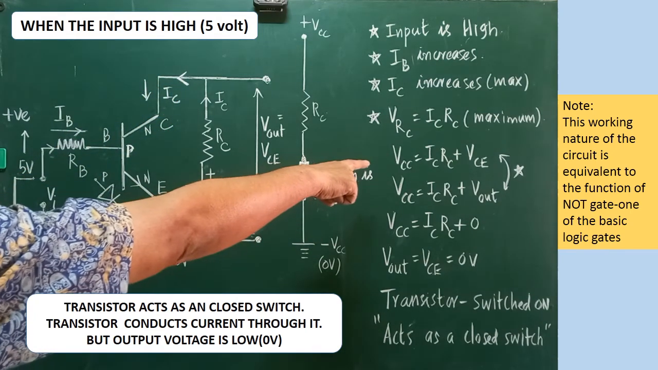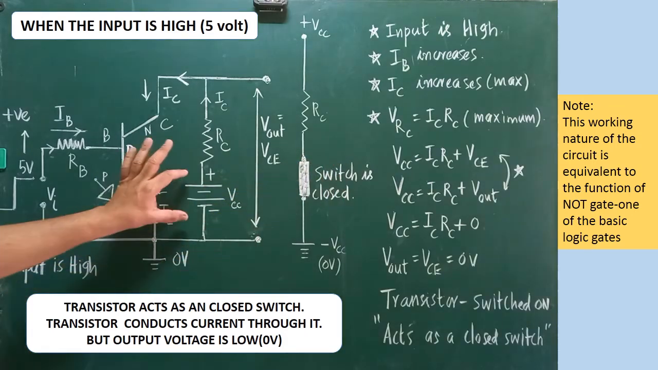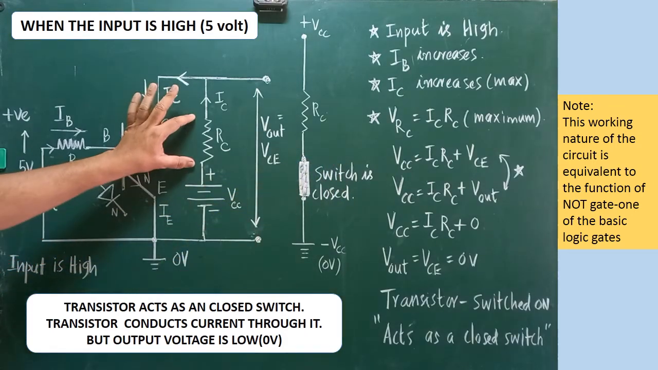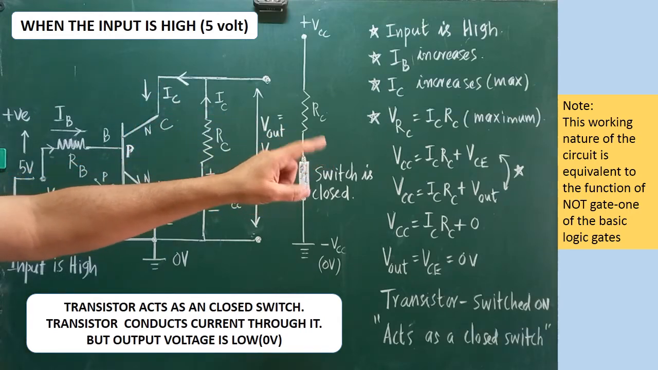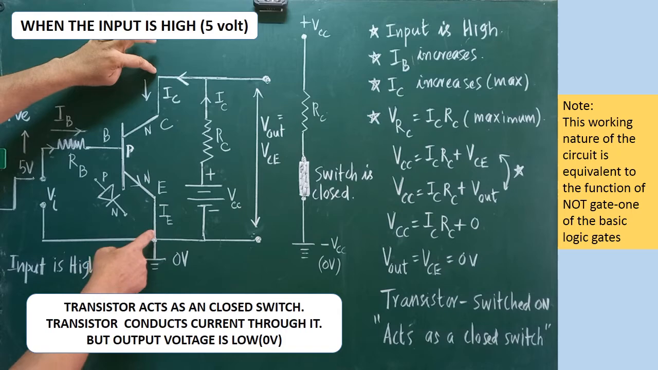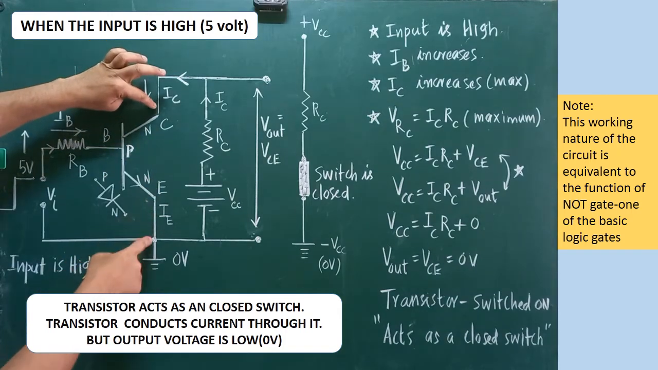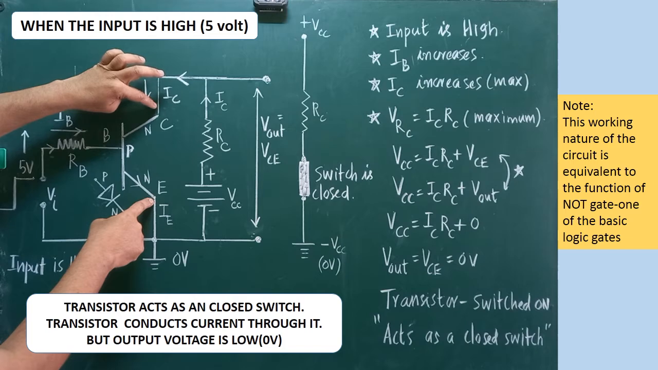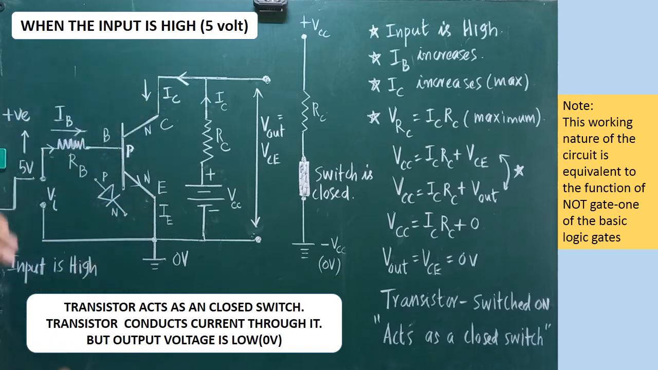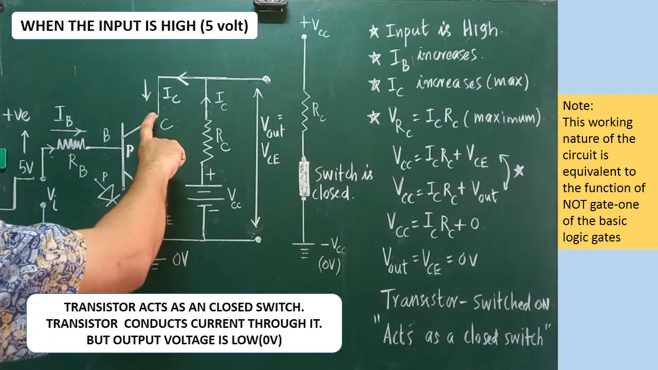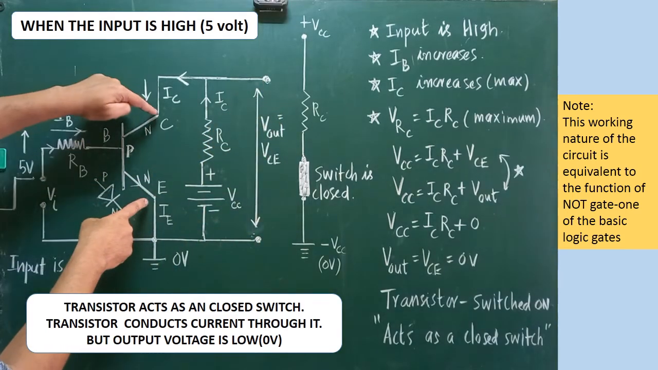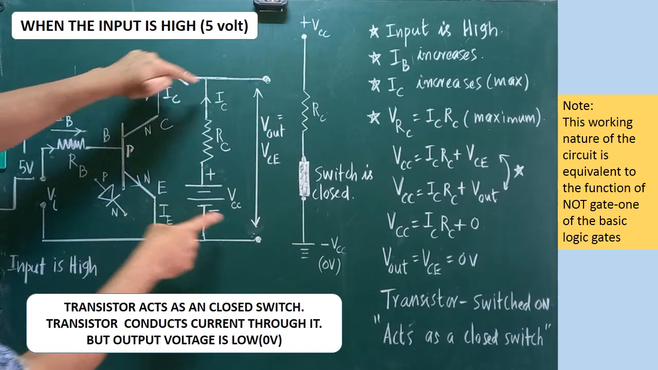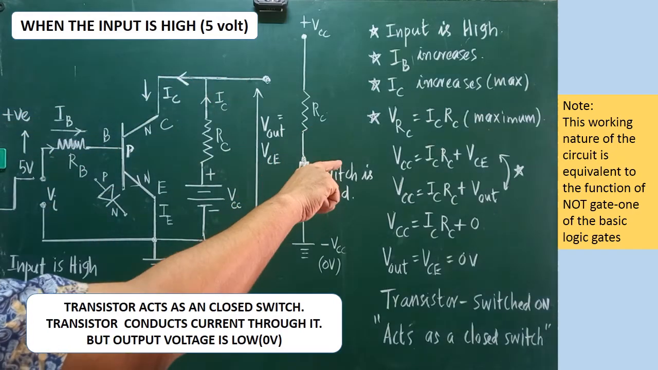So here the basic fundamental formula is VCC is a sum of IC into RC. What is IC into RC? Potential drop across RC is called IC into RC. VCC is equal to IC into RC plus VCE. What is VCE? The potential difference across collector and emitter is called VCE. Are you clear? That VCE alone is taken as output. The voltage across VCE is called output. Therefore, VCE and Vout both are the same.